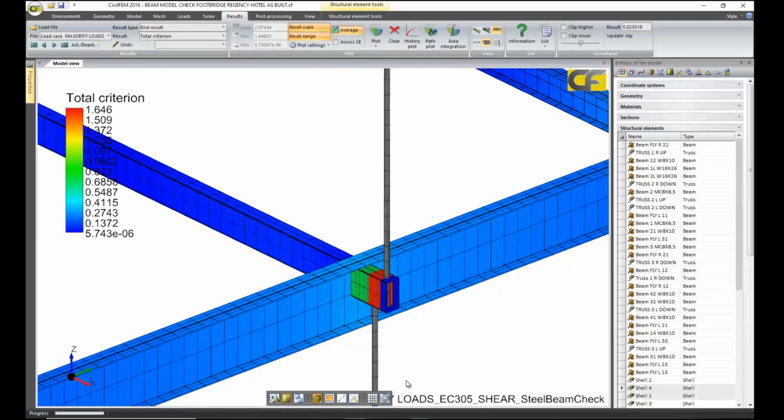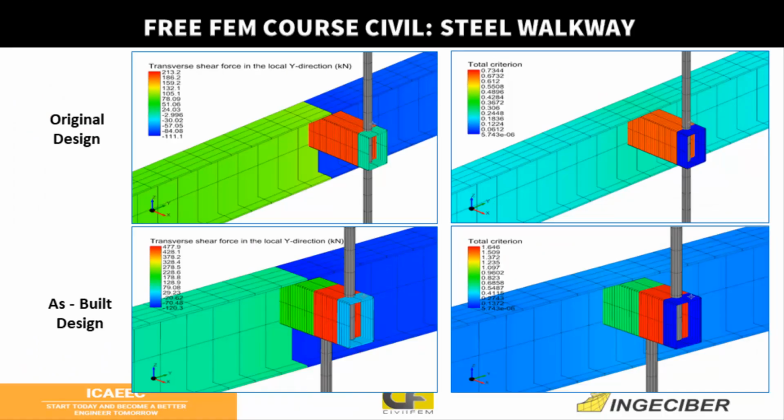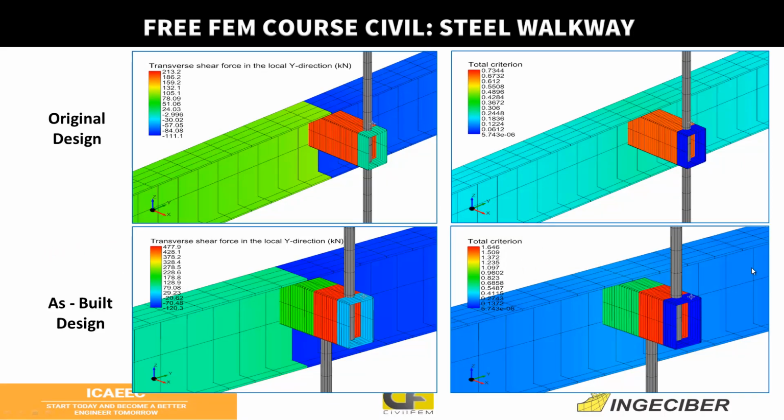Now, for a better analysis, we should perform a detailed model. Here we can compare results. We have the original design with a load here of 213 and a total criterion less than one, about 0.7, and here 1.6. We can see how the load is increased, and the same with the checking verification. This is an example of how to proceed with the code checking design for a structural case. After the structural analysis, the code checking begins. The two configurations were checked, the original design and the as-built design, and you have seen the results.